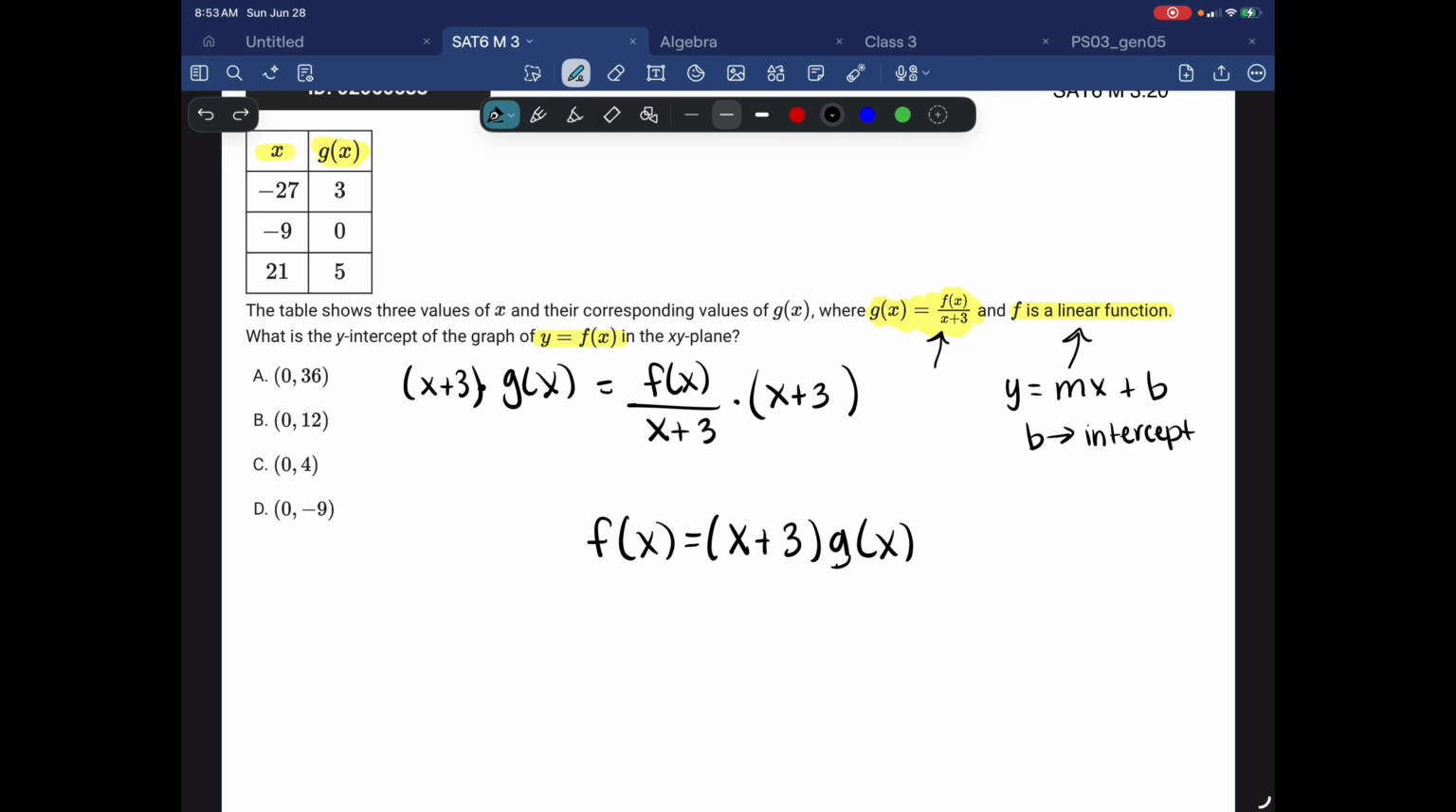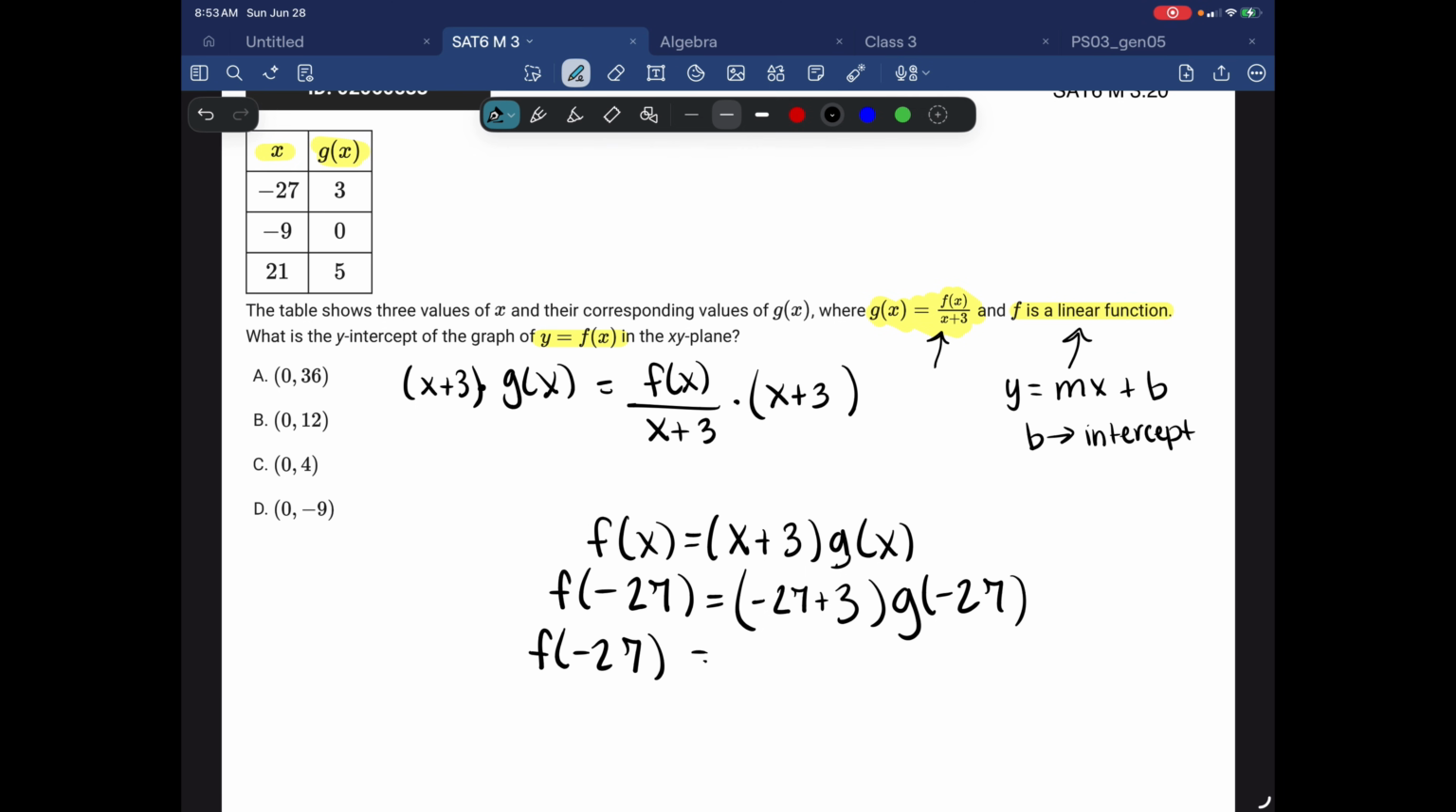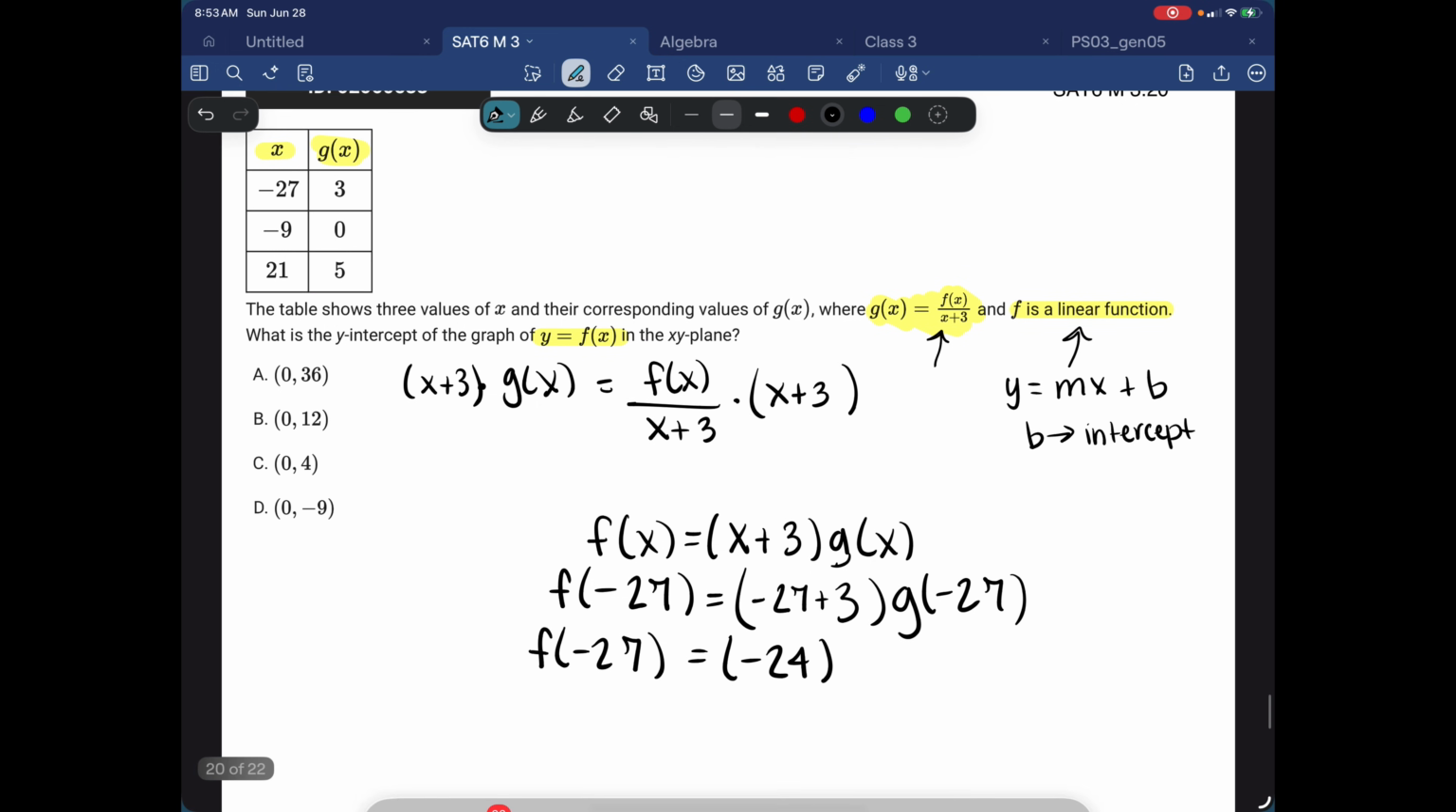Now we can pick values for x to figure out what the value of f of x would be. For example, if we start with negative 27, we have f of negative 27 equals negative 27 plus 3 times g of negative 27. So f of negative 27 equals negative 24 times g of negative 27. From the table, we know g of negative 27 is just 3. So we have f of negative 27 equals negative 72. So we have our first point.